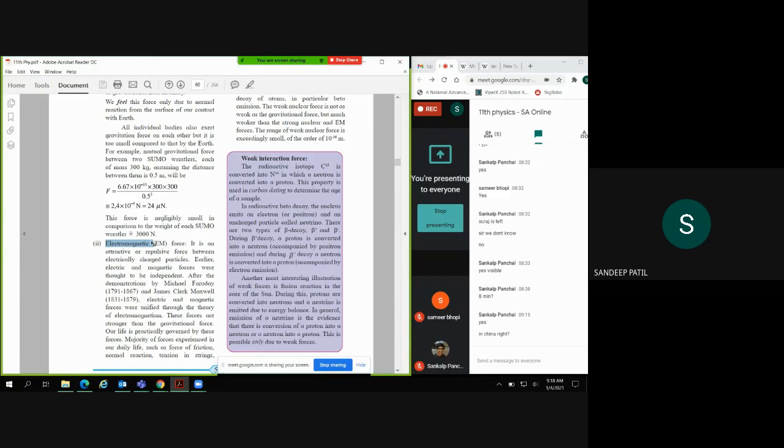Another example is a fan, right? A fan also works under the electromagnetic principle. Electricity is converted into magnetism, and it rotates the fan. So there are different things which are governed by the electromagnetic force in day-to-day life.